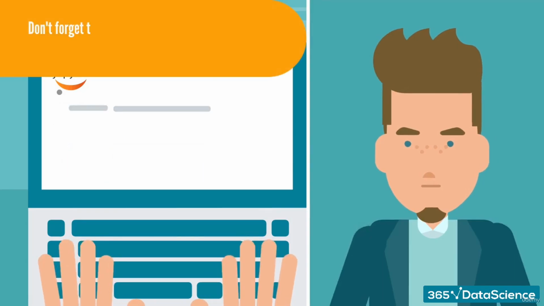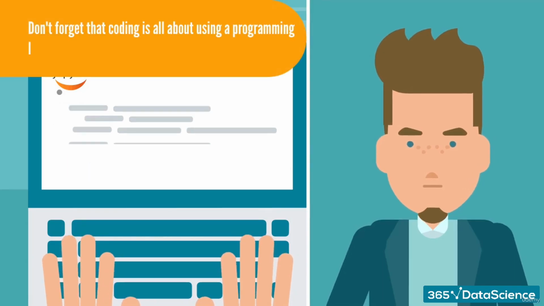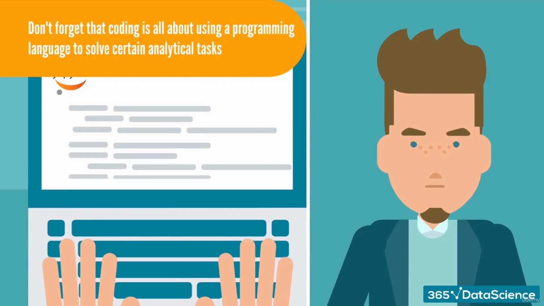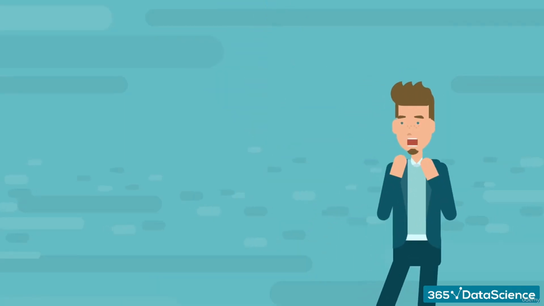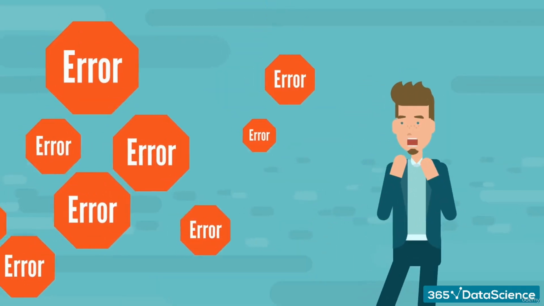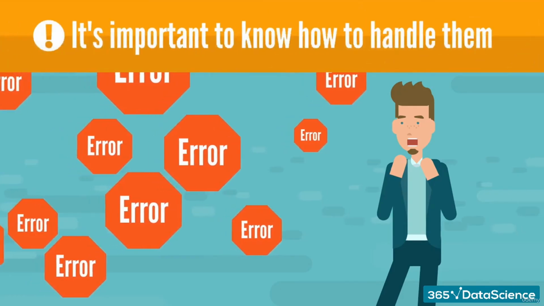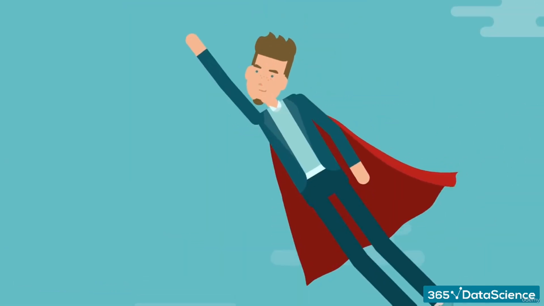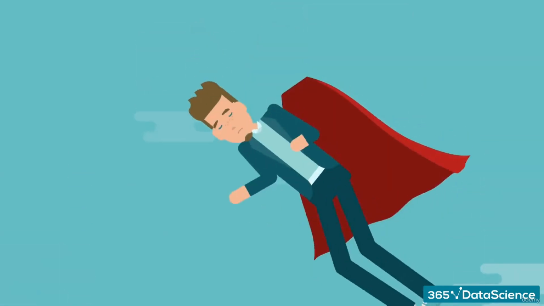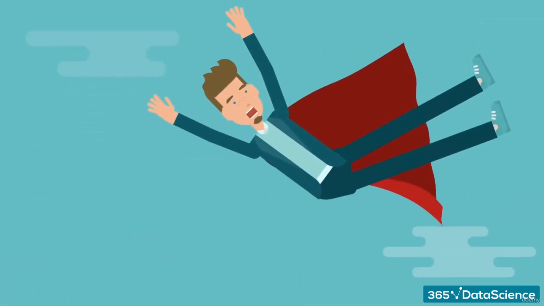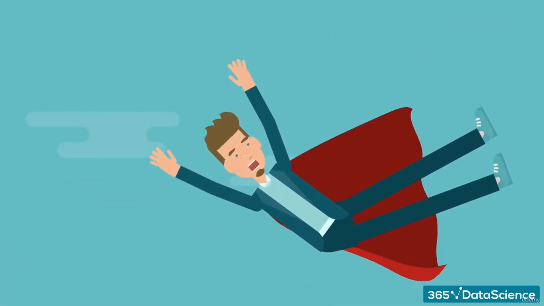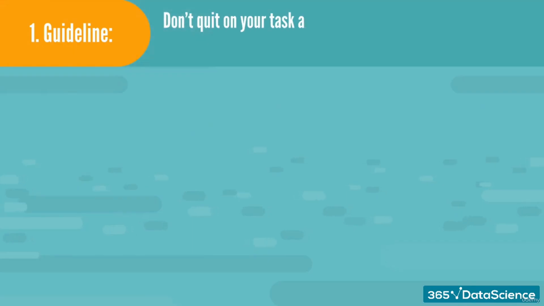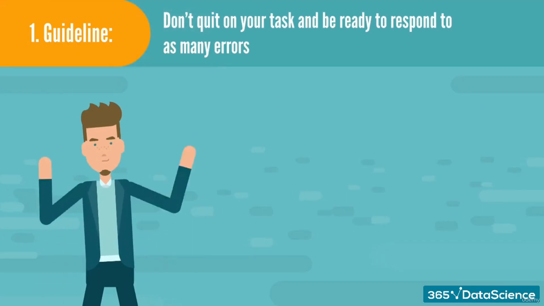Then, don't forget that coding is all about using a programming language to solve certain analytical tasks. So, every programmer has encountered countless error messages on their way. What is important is to know how to handle them. Try to understand and resolve them. And don't pretend you're able to write the perfect code from the first try. That is impossible. On that note, please follow this guideline. Don't quit on your task, and be ready to respond to as many errors as you need.